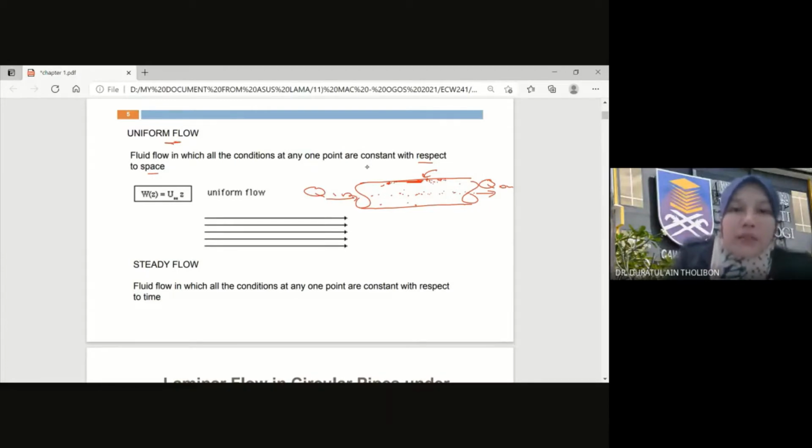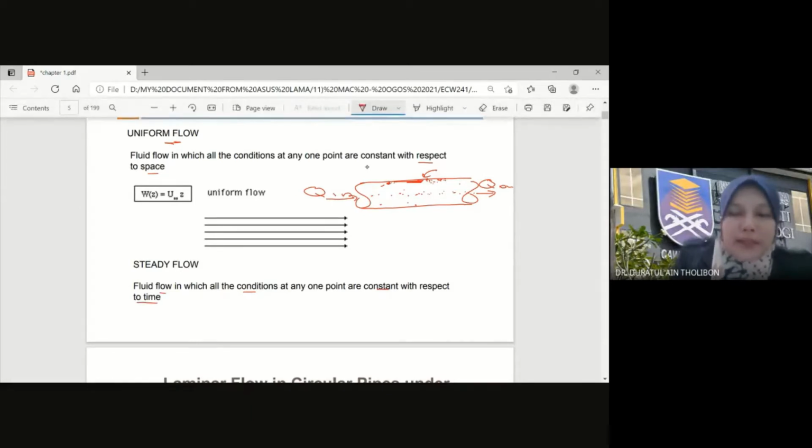And then for steady flow, we have the fluid flow constant with respect to time. With respect to time means that when water is flowing in this pipe, for example at time 1, it is like 10 meter per second. So at time 2, yang keluar dekat Q out ni pun same, that is 10 meter per second. So it means there are no changes, no decreasing or increasing of the flow rate. That is the steady flow, constant with time.